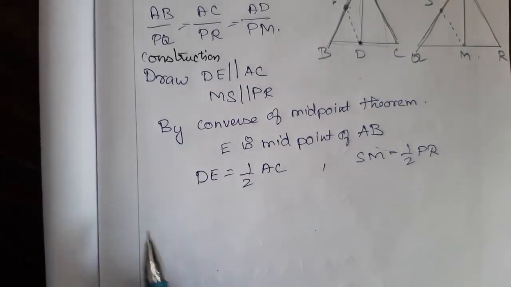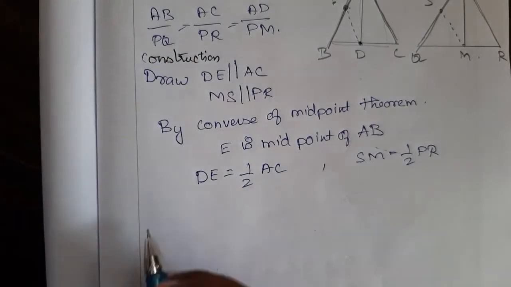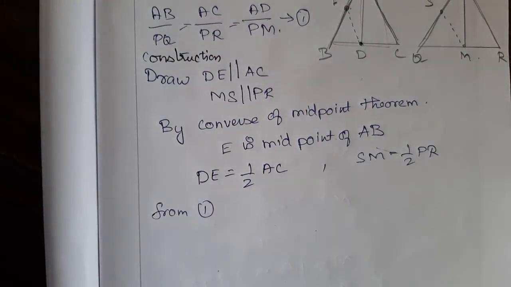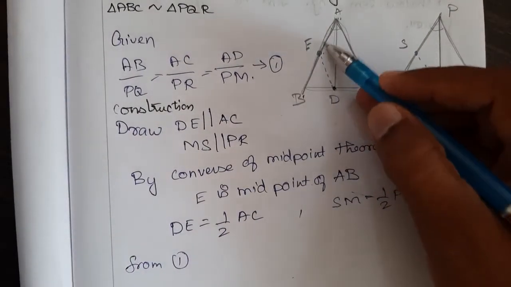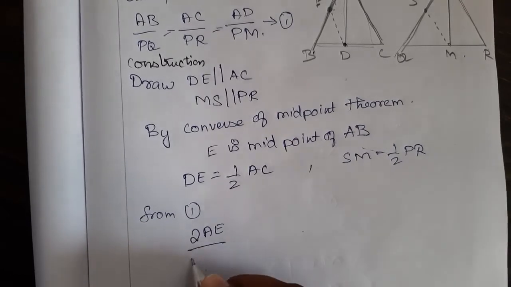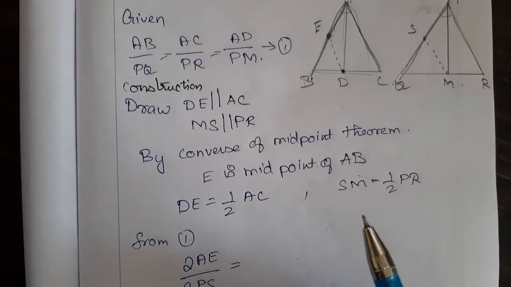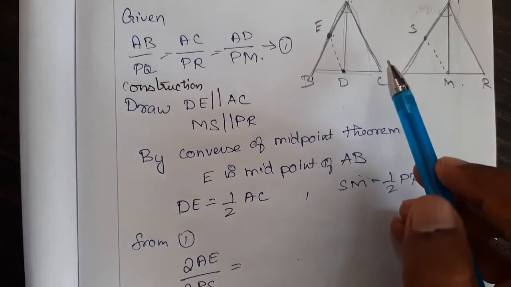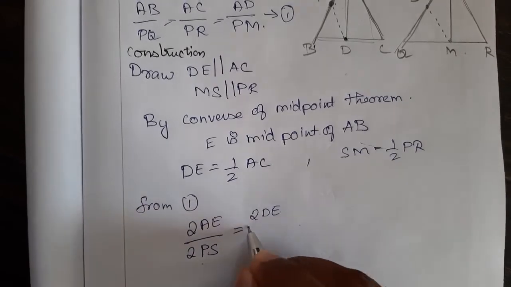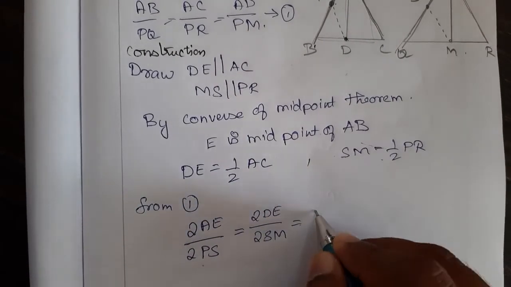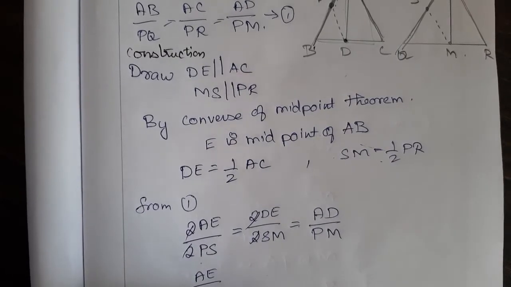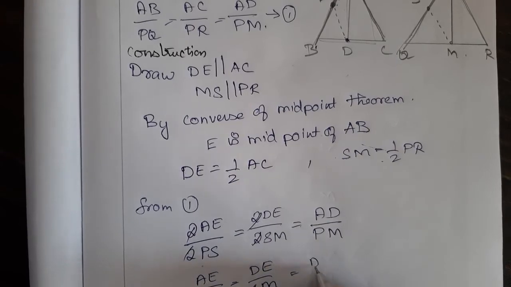So from 1, we are going to substitute that in these cases and derive the answer. Let me call it 1. So AB can be written as 2 times AE, since it is the midpoint, and PQ is written as 2 times PS, also a midpoint. So 2AE by 2PS is equal to, the same for AC and PR, AC is equal to 2DE by 2SM, is equal to AD by PM. The 2 will cancel. AE by PS is equal to DE by SM is equal to AD by PM.